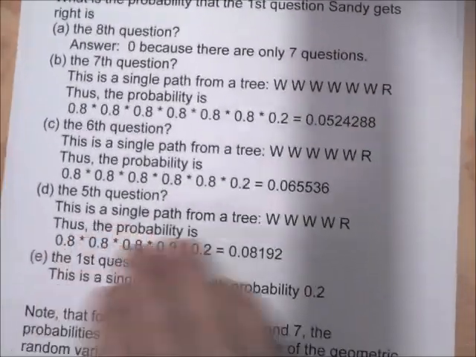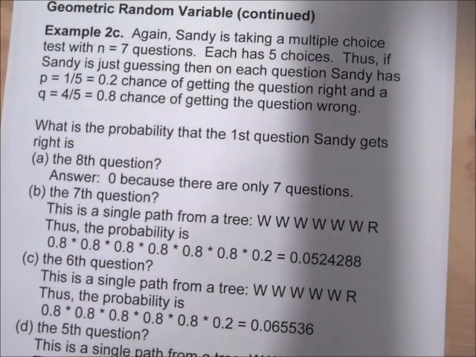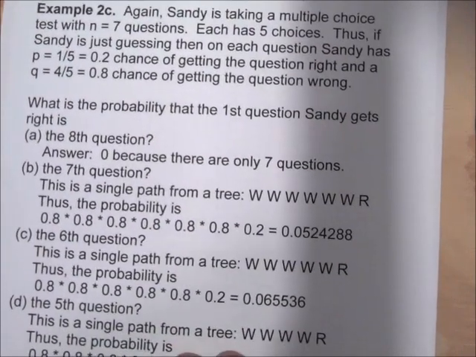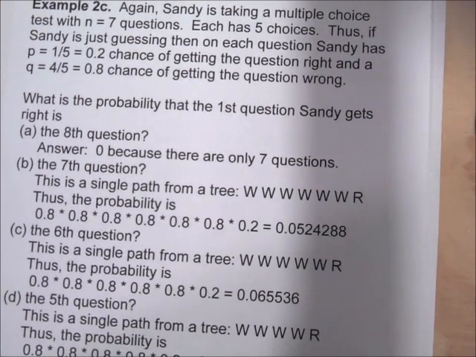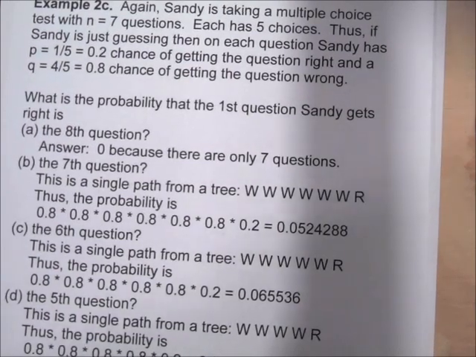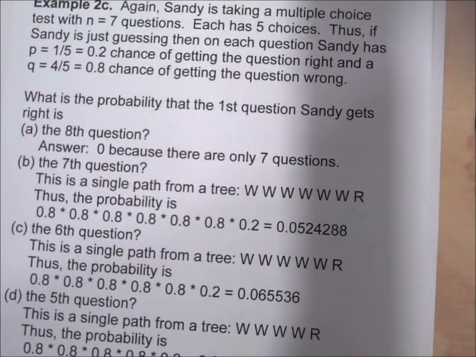Okay, here's a similar question. It's like the geometric, but it's a little bit different. Again, Sandy is taking a multiple choice test, and this time there is a fixed number of questions. There's n equals 7 questions. Each has 5 choices. So this is like the binomial. Sandy is just guessing, so on each question, Sandy has a p equal 1 out of 5 or 0.2 chance of getting a question right, and q equal 4 out of 5 or 0.8 chance of getting a question wrong.